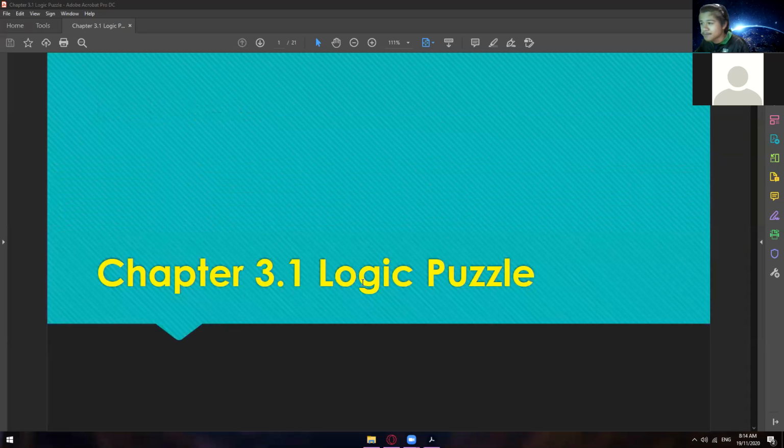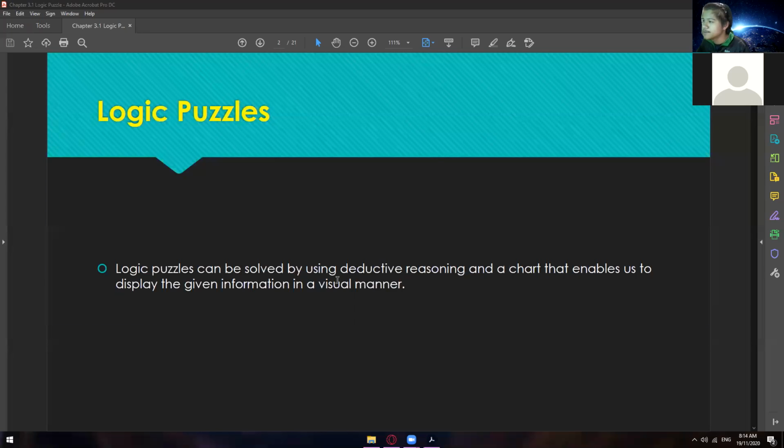So for today's topic, we will talk about puzzles. Okay? So there's only two types of puzzles that I've included here. So a logic puzzle and then a can-can puzzle. So first one is a logic puzzle. So what is a logic puzzle? So logic puzzles can be solved by using deductive reasoning and a chart that enables us to display the given information in a visual manner.